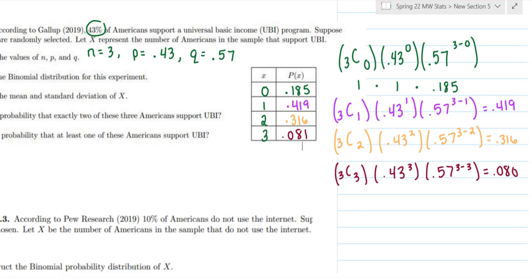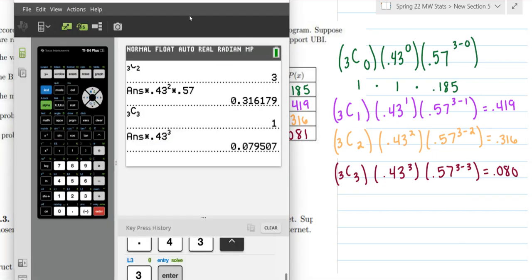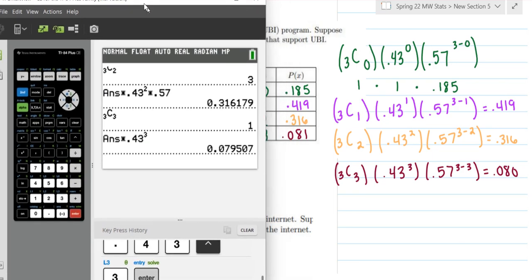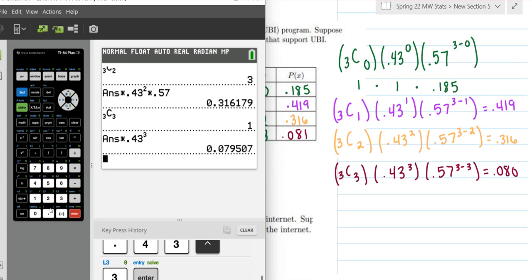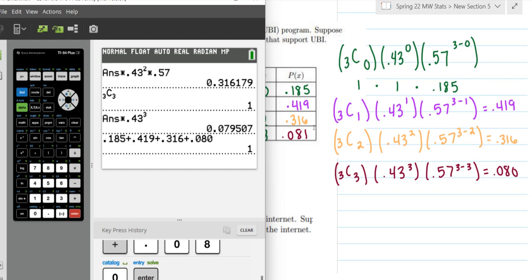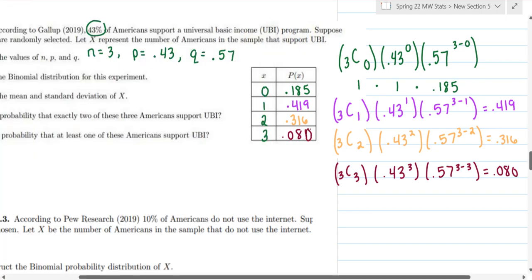So see this? It goes up, 0, 1, 2, 3. This goes down, 3, 2, 1, 0. Okay, now let's go ahead and add what I have in the chart here just to make sure. This should add up to 1, or close to it. So 0.185 plus 0.419 plus 0.316 plus 0.080. I don't know why I wrote a 1 there, but it should be a 0. So it adds up to 1. So we have a valid probability distribution.